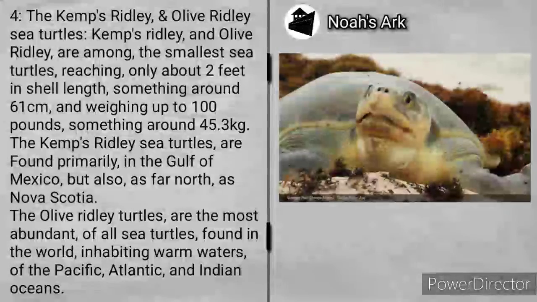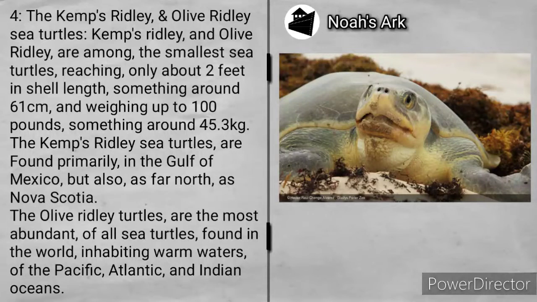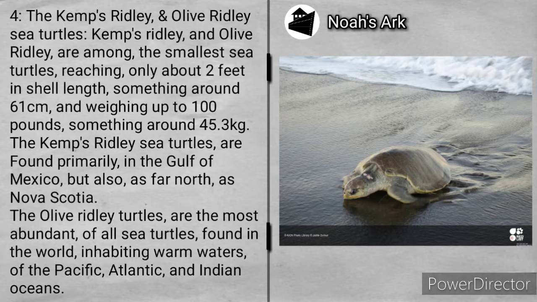4. The Kemp's Ridley and Olive Ridley Sea Turtles. Kemp's Ridley and Olive Ridley are among the smallest sea turtles, reaching only about 2 feet in shell length, something around 61 centimeters, and weighing up to 100 pounds, something around 45.3 kilograms. The Kemp's Ridley Sea Turtles are found primarily in the Gulf of Mexico, but also as far north as Nova Scotia. The olive Ridley turtles are the most abundant of all sea turtles found in the world, inhabiting warm waters of the Pacific, Atlantic, and Indian Oceans.